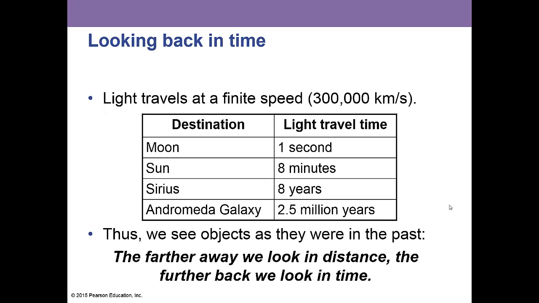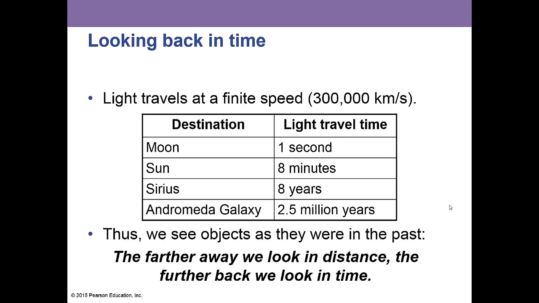Now let's take another look at looking back in time. As we look into the universe, we are kind of star time travelers, and we look back in time. We know that light travels at a finite speed, 300,000 kilometers per second. So when we look at the moon, it's 1 second of light travel time away. That means that when you look at the moon, that's how it looked 1 second ago. It took that long for that light to get here. The sun is 8 minutes. 8 minutes ago, that light left the sun and just now reached us.